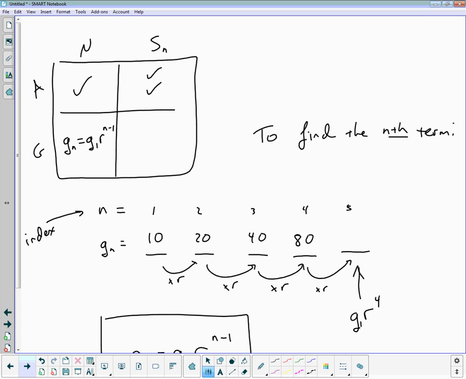I like to do this in my notes. I like to have one slide that kind of is like the crystallization of all of the things that you need for this unit. Okay? All right.